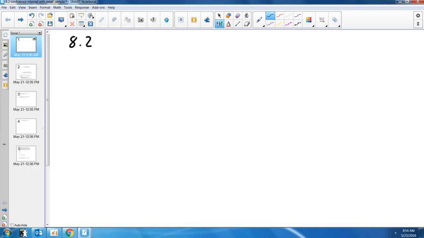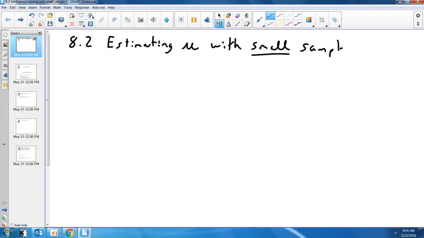Section 8.2 is estimating mu with a small sample size. And by small sample size, that means that it's less than 30. 8.1 was estimating mu with a sample size of 30 or more.